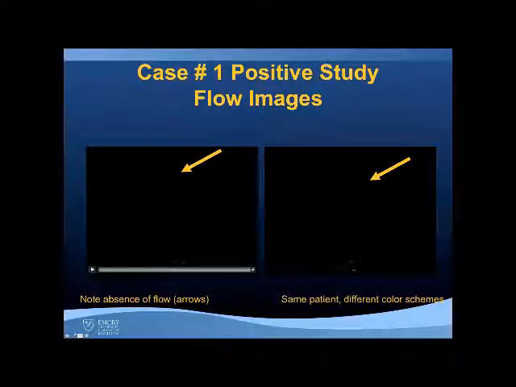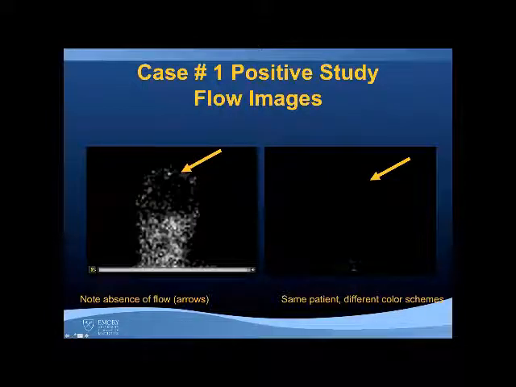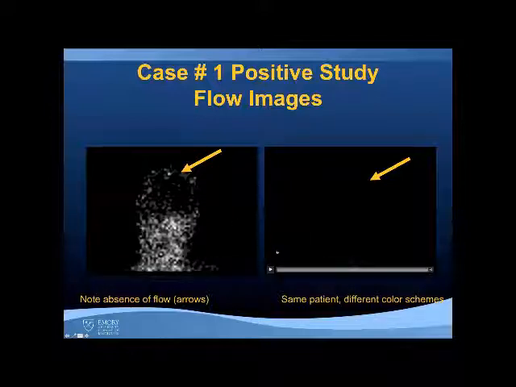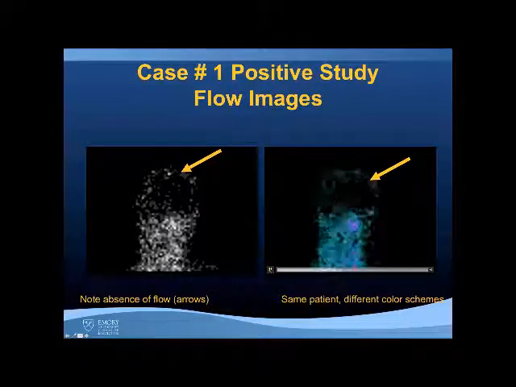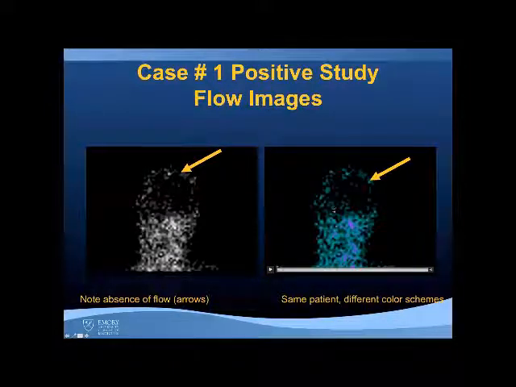So let's look at some images here. On the left here is a flow image, and as you see, this arrow points to the cranial region, and there is really no flow in the cranial region in comparison to elsewhere. Sometimes different systems use different color schemes. I have another color scheme here for you. These are also flow images, and as you can see, intracranially there is no flow.